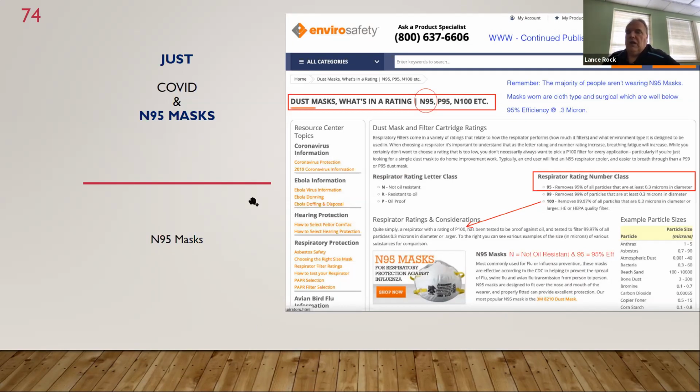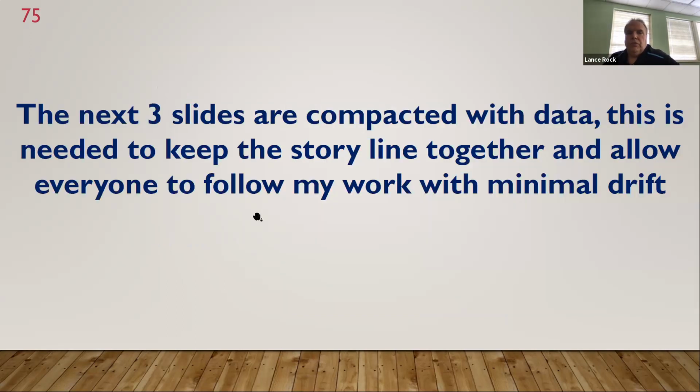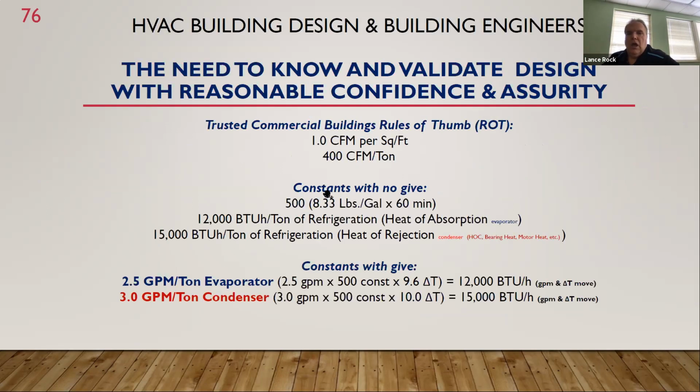It's effective at 50% or less at 0.3 micron. Next, please. Next is compacted with data. Next, please. Okay. You want to go through and troubleshoot your building? Use a rule of thumb. The trusted rules of thumb are 1 CFM per square foot and 400 CFM per ton.